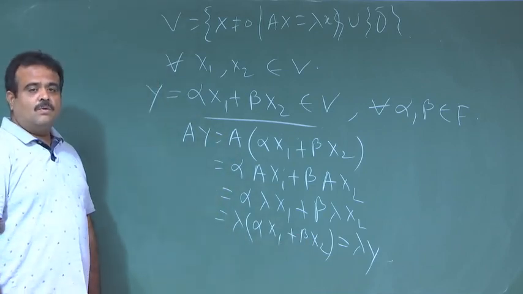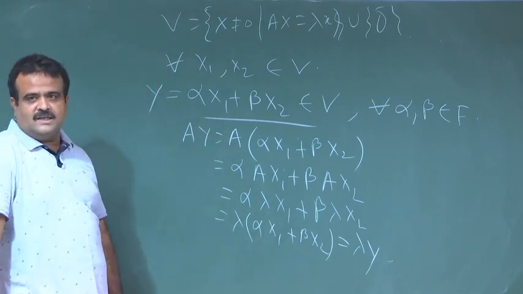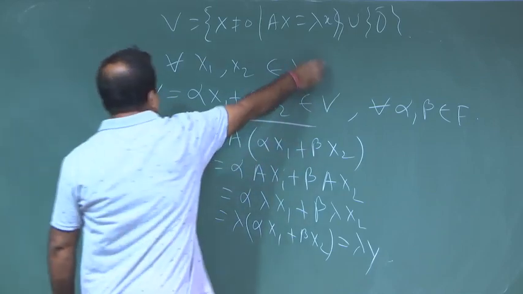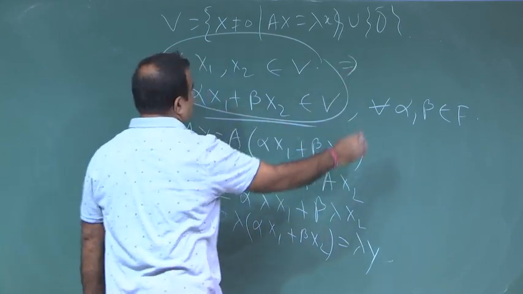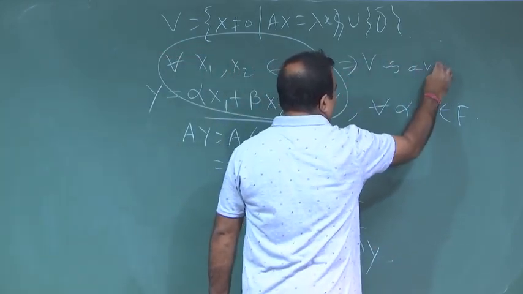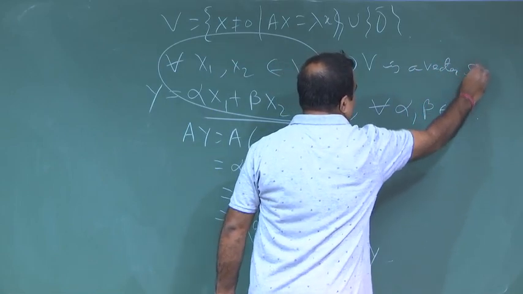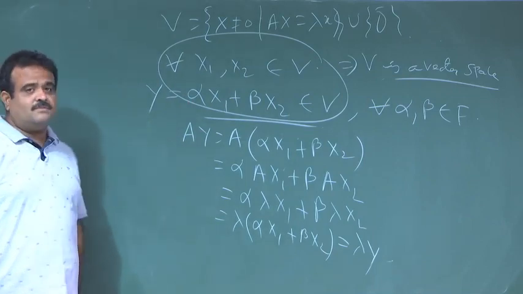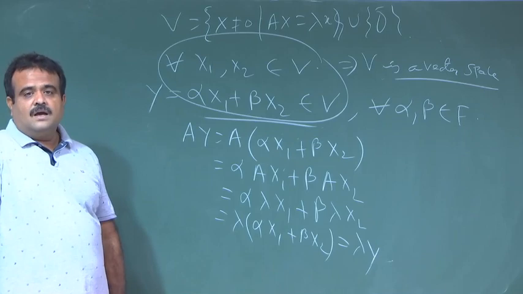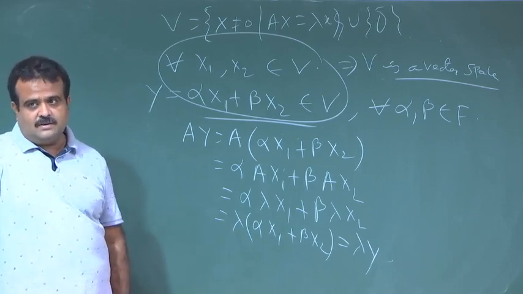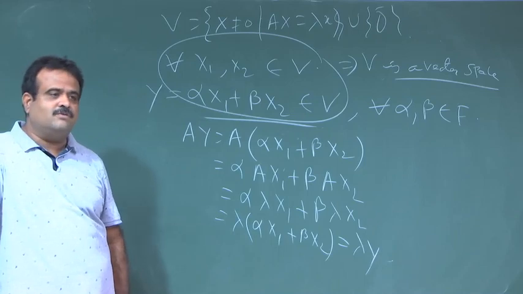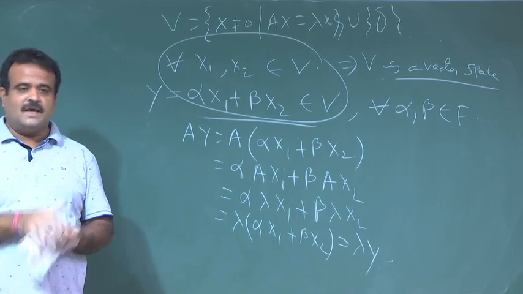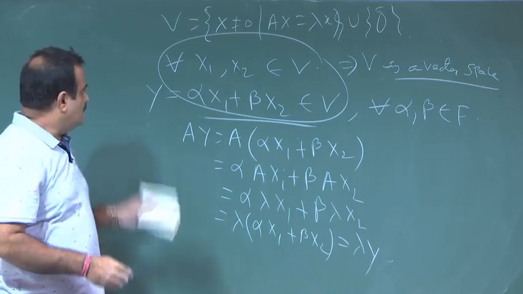So, that means y is either 0 or it is again an eigenvector corresponding to lambda. So, this result is true. So, this implies that V is a vector space, which is a subspace basically, because this is a subset of F to the power n. And the dimension of this vector space is defined as the geometric multiplicity of lambda. The dimension must be less than or equal to n, because n is the dimension of F^n, and it is a subspace.